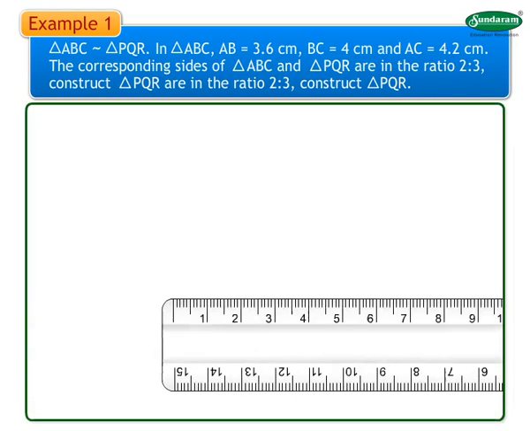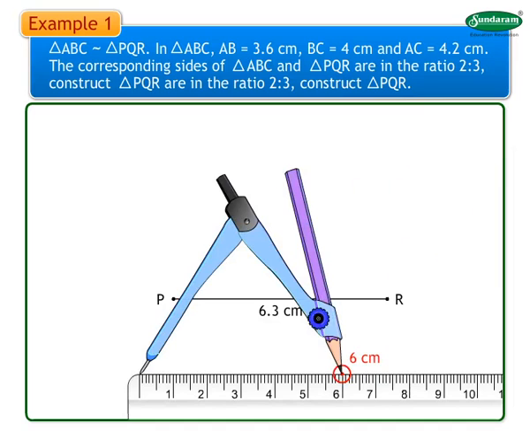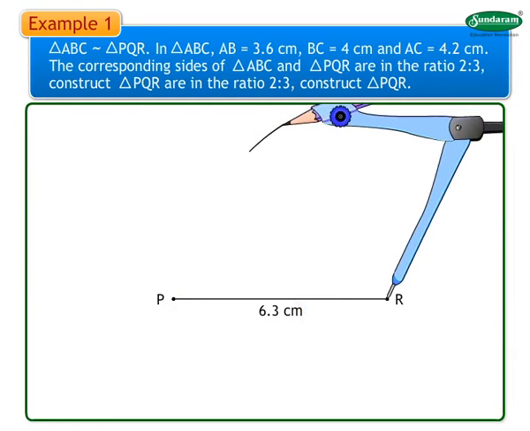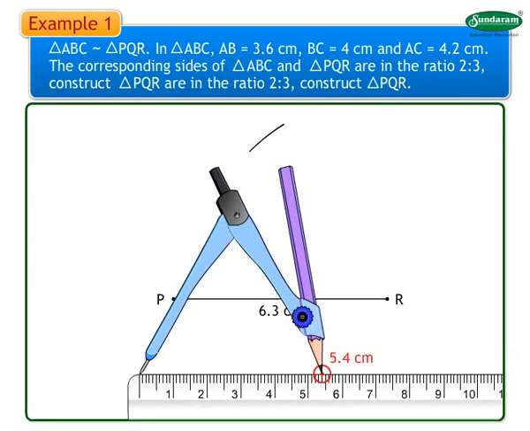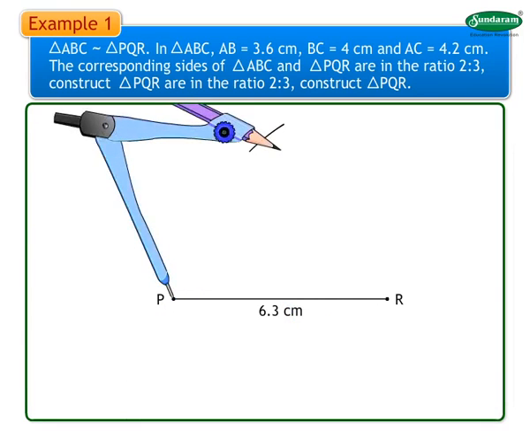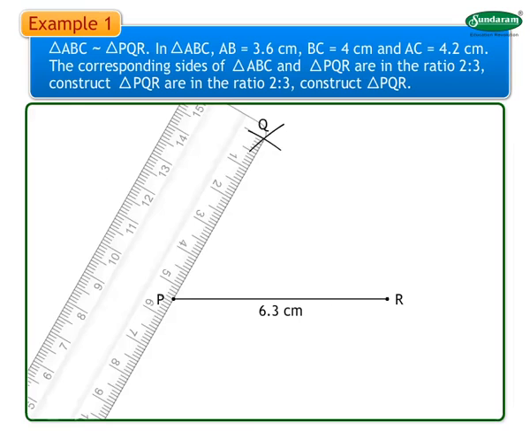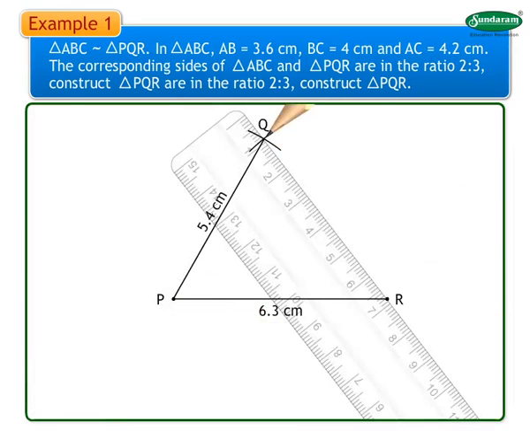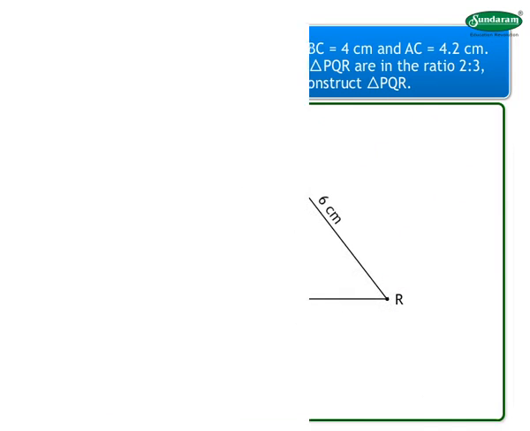Now, let's look at the construction. Draw a segment PR of 6.3 centimeters. Keep the point of compass on point R and taking 6 centimeters as measure, cut an arc. Now, keeping the point of compass on point P with 5.4 centimeters, cut the previous mark. Mark the point of intersection of both the arcs as Q. Now join PQ and QR. Thus, triangle PQR is the required triangle.